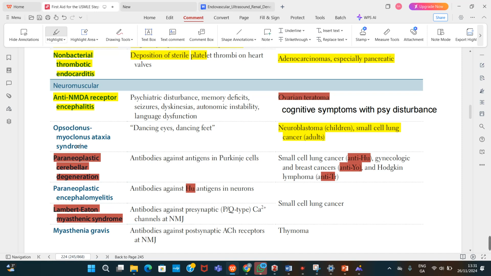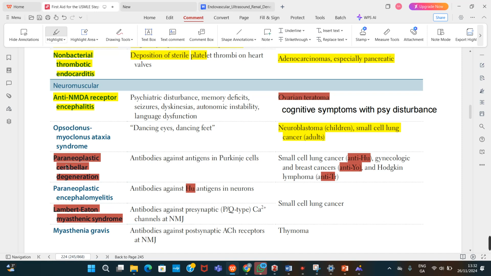So once you see wide-based gait, ataxia, rapid involuntary movement of the eyes and the limbs, that is neuroblastoma in a child until otherwise proven. In an adult, it's likely to come from small cell carcinoma of the lungs. Very important. So we should not go and pick neuroblastoma in somebody aged 30 years. We have to look at the age first and not rush to pick neuroblastoma.